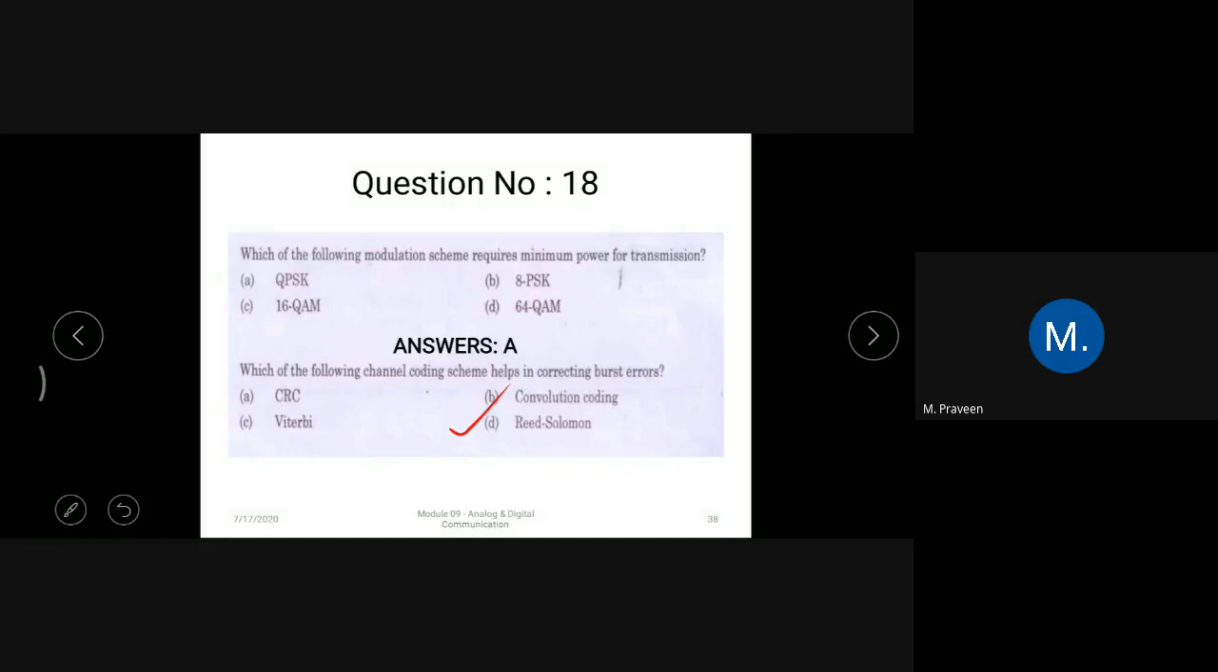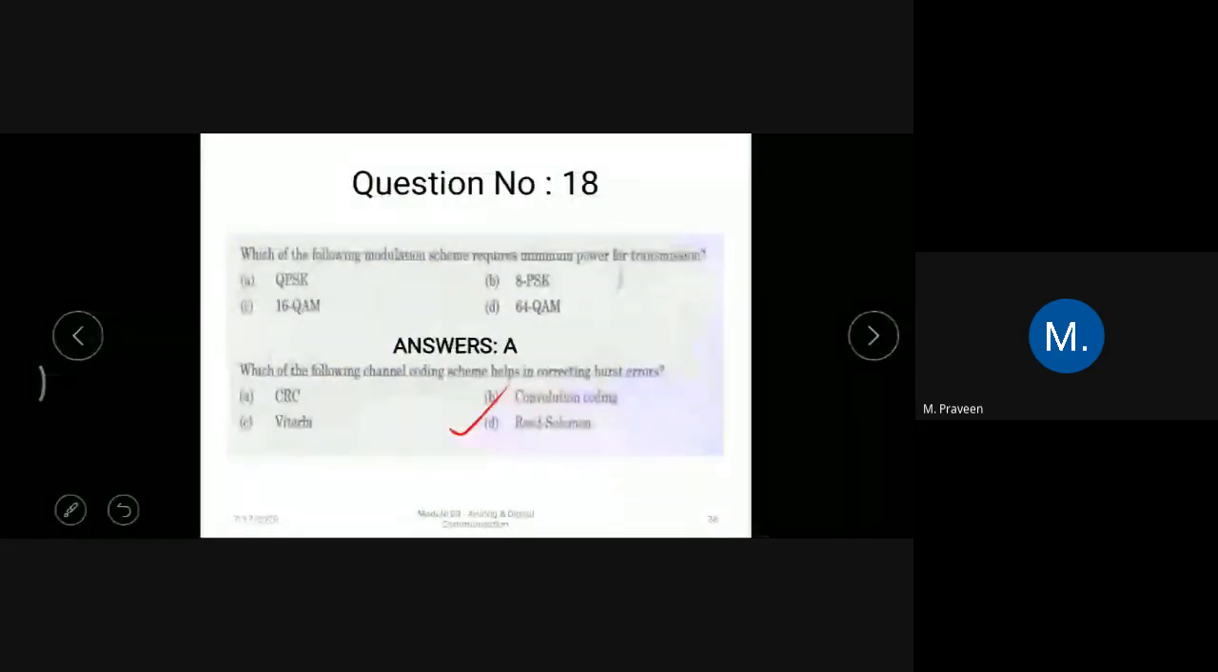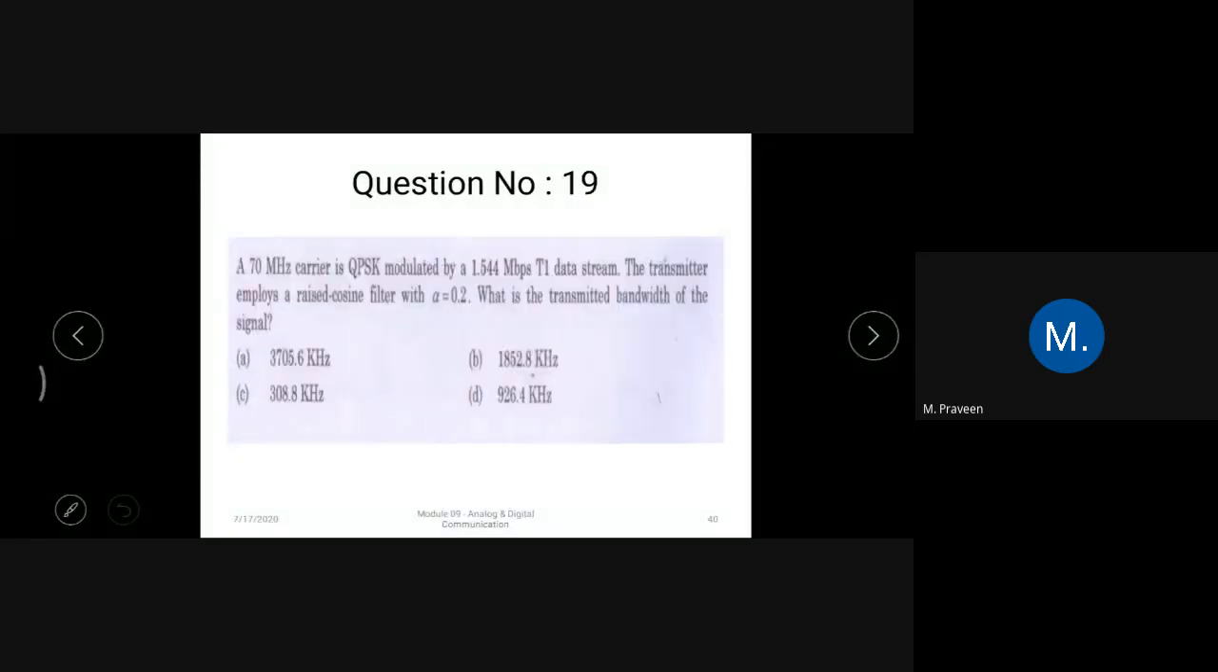Okay, it's also a direct question. You can expect nearly 60 to 70% of questions directly from communication systems and digital communications. Out of 10 questions, 5 to 6 will be direct, and another 4 to 5 will be of a numerical type. So the option is D. Next, this also we already discussed.